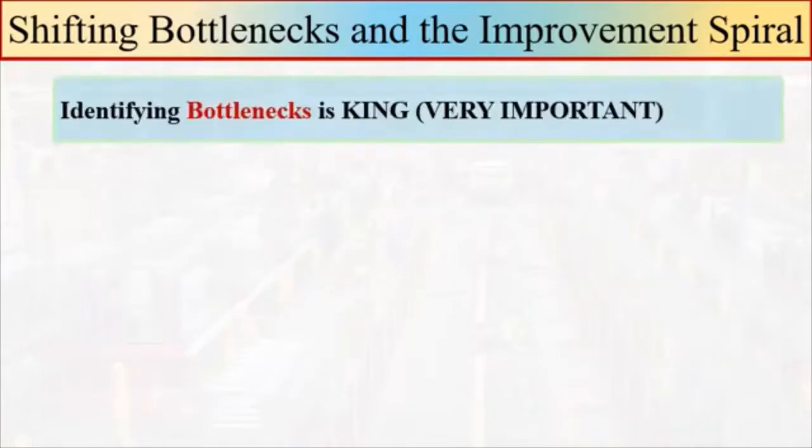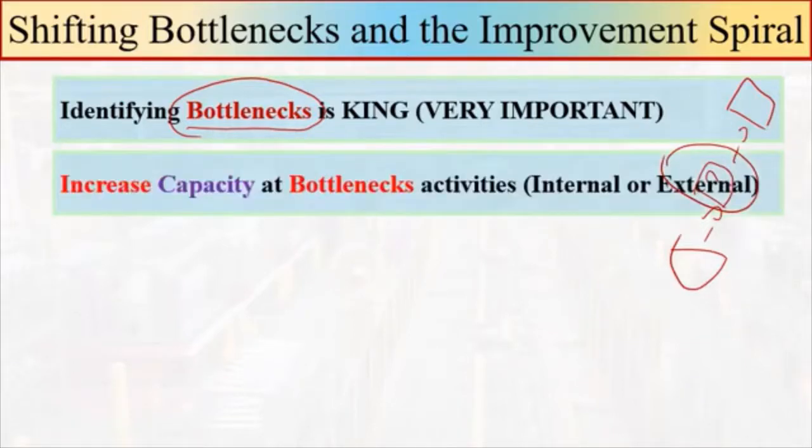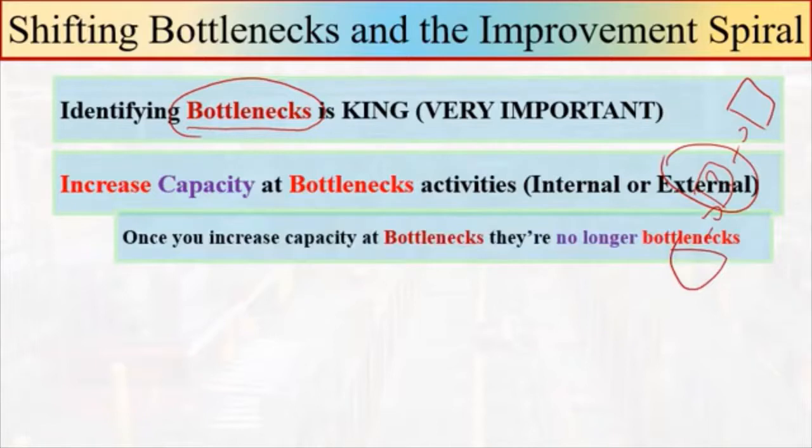Overall, bottlenecks are the most important in processes. If you have a process and this happens to be the bottleneck, this is what's slowing the system down, then you have to identify it. That's obviously one of the most important steps in throughput improvement. And as we said, you want to increase capacity of these bottlenecks, whether they're internal or external.